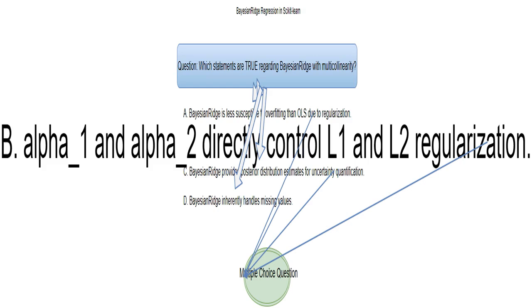Unlike lasso and ridge regression, which have explicit L1 and L2 parameters, BayesianRidge uses alpha_1 and alpha_2 to control the precisions of the prior distributions of the regression coefficients and the intercept, respectively. These hyperparameters indirectly influence regularization, but they don't directly control L1 and L2 regularization strength.